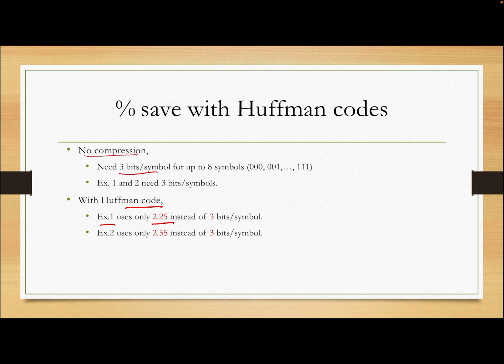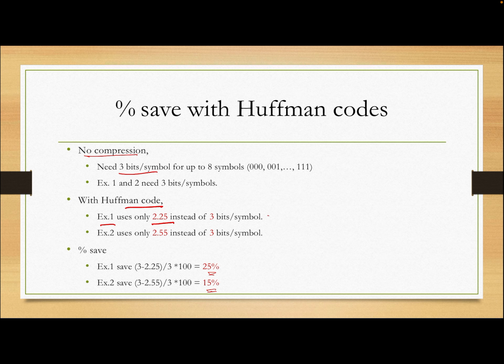The decimal point will be important if you are sending, for example, 100 symbols, then it becomes 225 bits instead of 300 bits. So in the first case, you save 25%. In the second case, you save 15%.